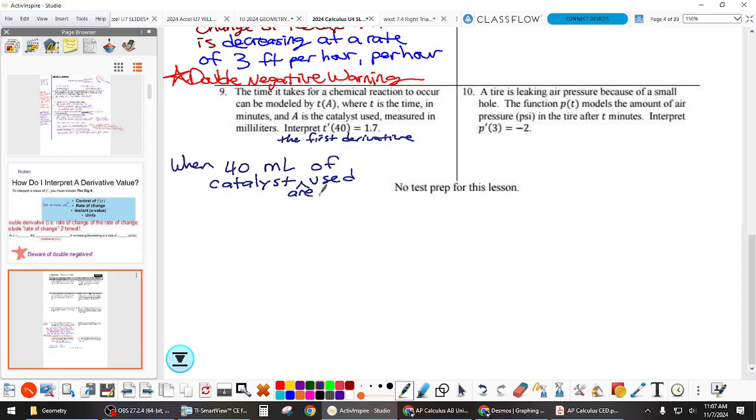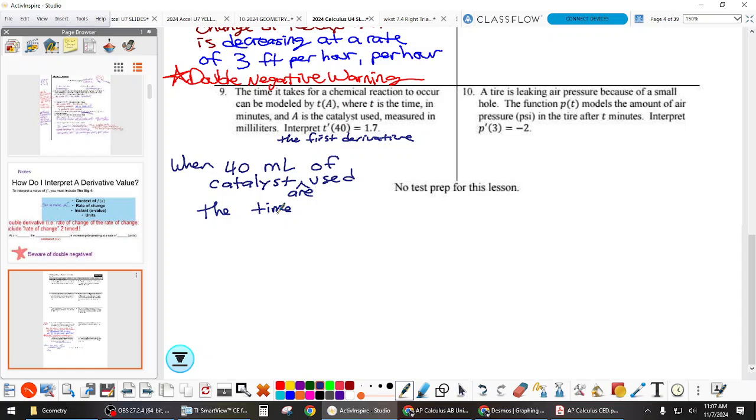So anyway, the rate, how do I want to say this? I said the rate of catalyst is 1.7 milliliters per minute. I said the time it takes for the reaction to occur is changing at a rate. Yeah, so you said catalyst, but it is time. The time of the reaction is dependent on how much catalyst.